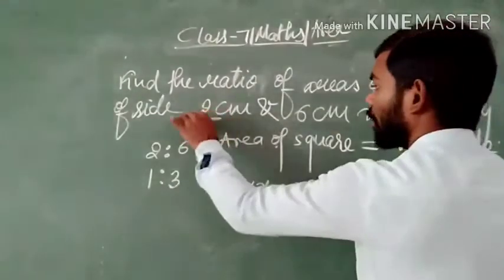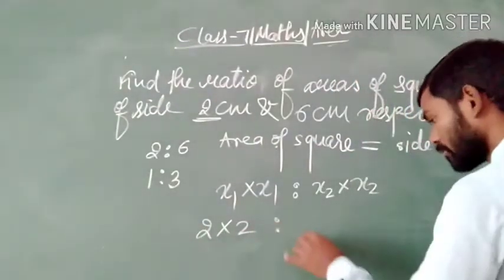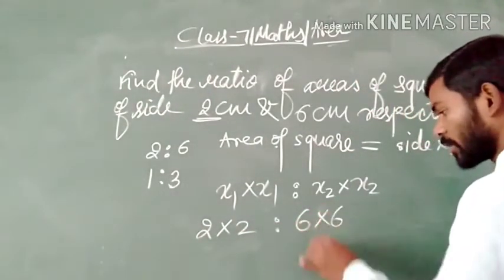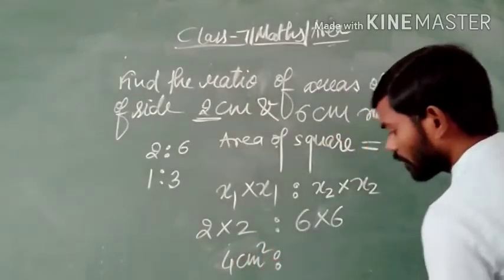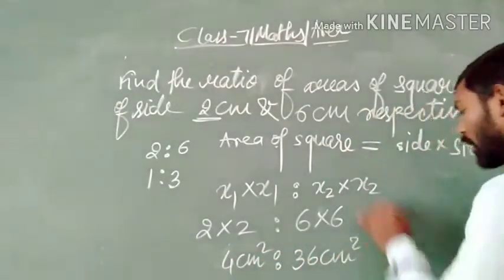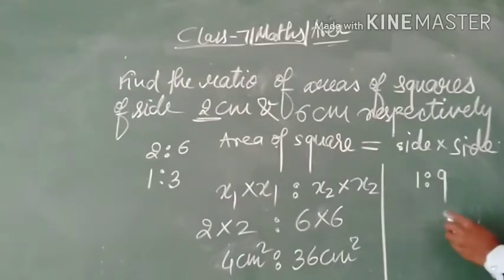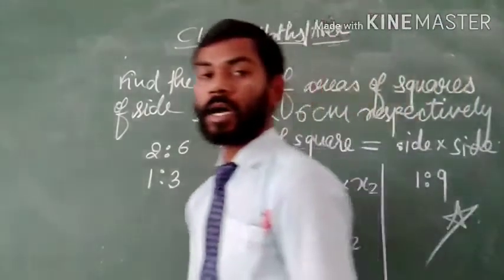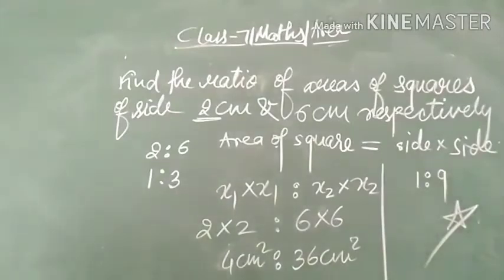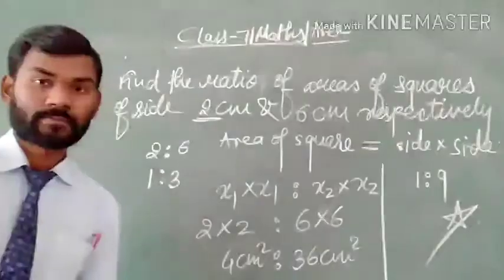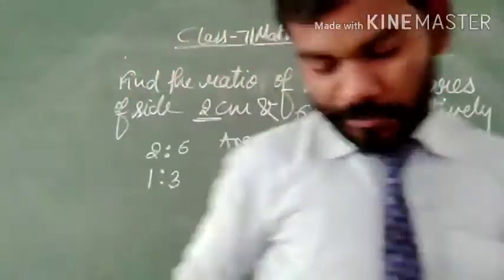Now here, given that the side of the first square is 2 centimeters, so 2 into 2 ratio 6 into 6. So here we get 4 square centimeter ratio 36 square centimeter, and hence 1 ratio 9 will be the ratio in the area of the two squares of side 2 centimeter and 6 centimeter. Okay student, I hope it is clear.